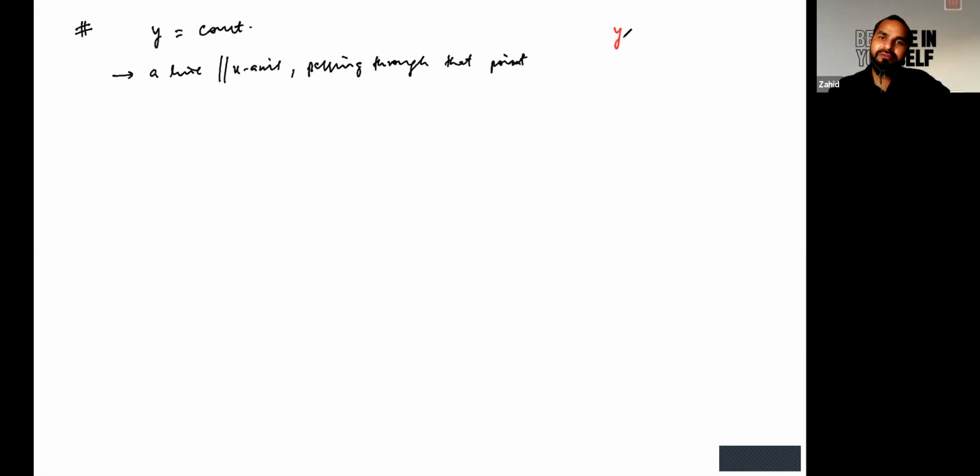Suppose y is equal to just 2. What will it define on the basis of a graph? So this is your x-axis, this is your y-axis. It will represent a line passing through 2 and parallel to the x-axis. So it will be just like this. What does it actually mean? It means if you change the value of x to whatever it would be, the value of y would remain the same.